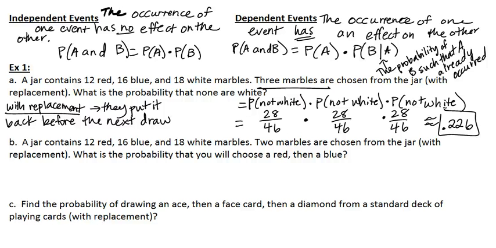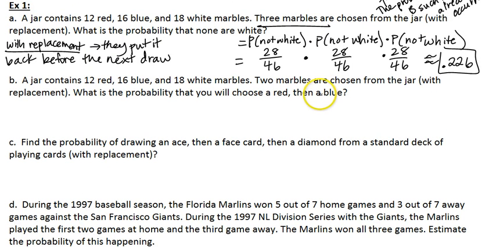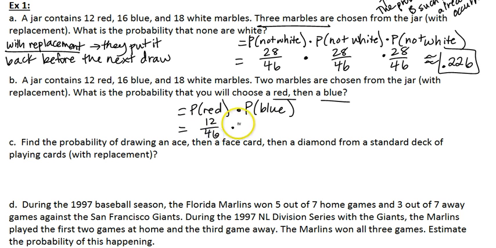All right, part B, we got the same jar, but now I want 2 marbles are chosen from the jar with replacement again, so I put them back. I want the probability that you choose a red and then a blue marble. All right, so first I want the probability of red, and then on my second draw I want the probability of blue, and I multiply them together. So I got 12 out of 46 for my reds, 16 out of 46 for my blues. Multiply those together and you get 0.091. And note, if you're someone who loves using your calculator, I recommend that you just put the fractions in parentheses to make sure that you get the correct answer.